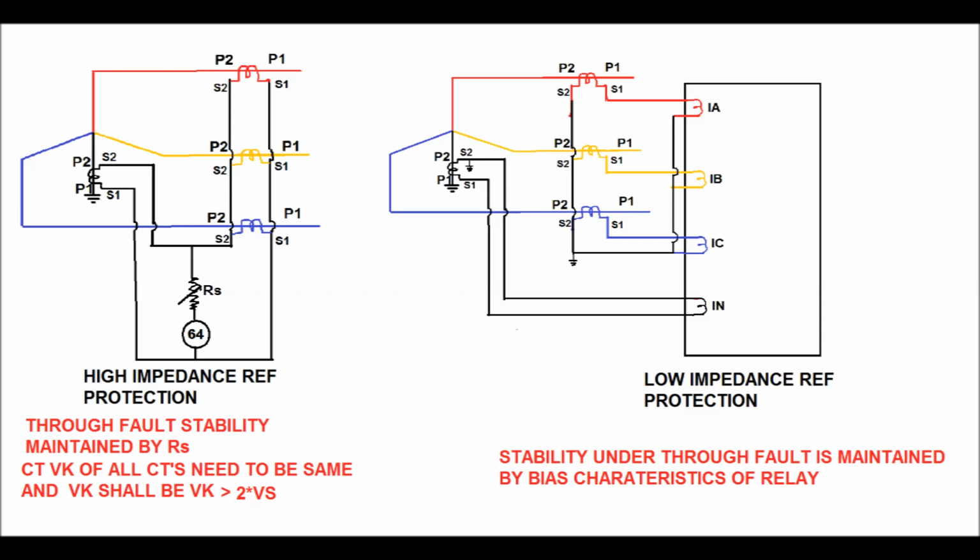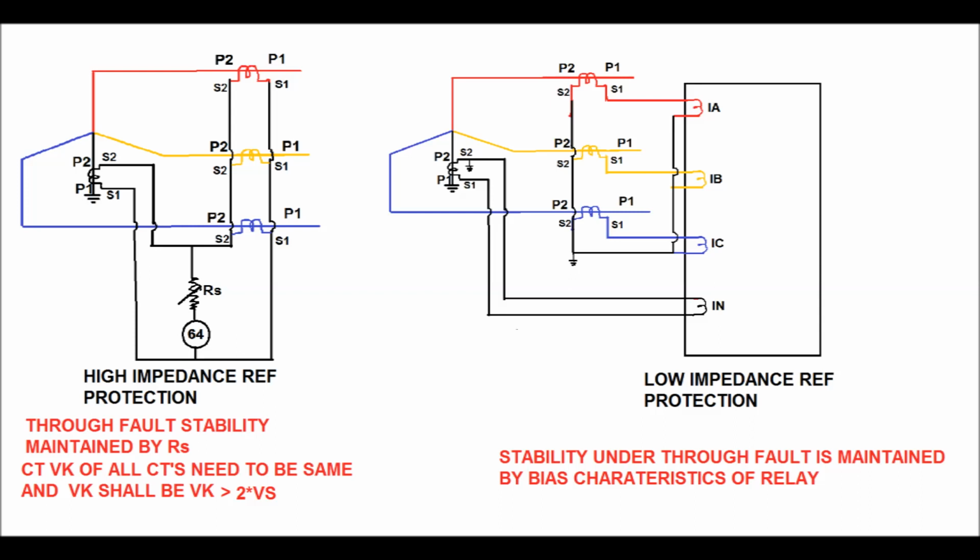The purpose of the high impedance in series with the restricted earth fault relay is to provide a stable condition under through fault condition if either the phase CT or the neutral CT saturates. Here VK should be the same for all the phase CTs and the neutral CT. Again, the knee point voltage should be greater than or equal to 2 times the stabilizing voltage.